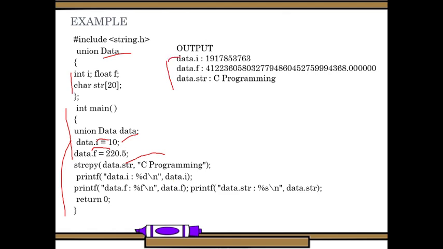Why? Because these share the same memory. They are having shareable memory, so that is why they result in this kind of output.